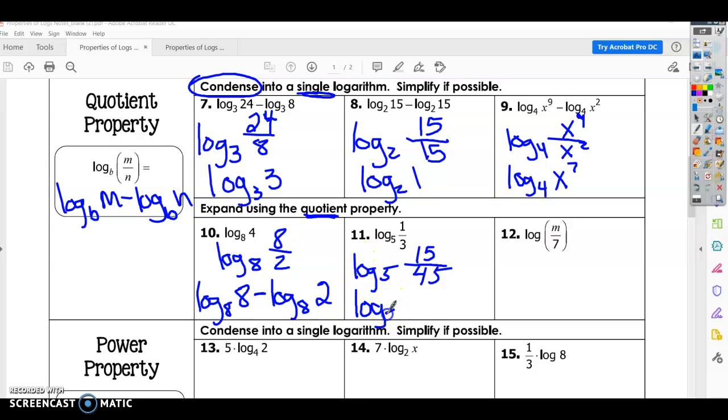All right, so log base 5 of, I've got 15 on top, and I'm going to subtract log base 5 of 45. All right, and number 12. This one's base 10 because there's no base. We're just going to assume it's there. And I've got division going to subtraction.